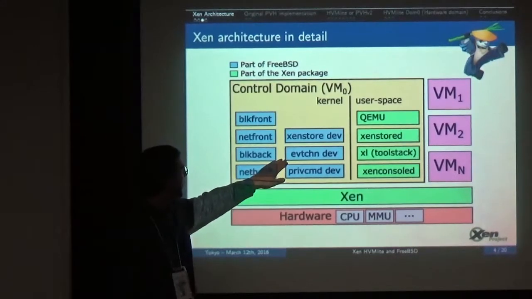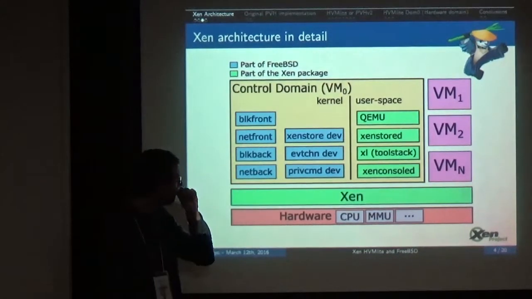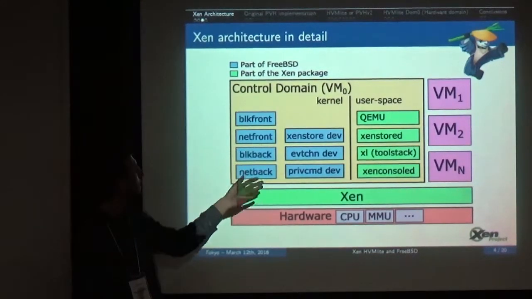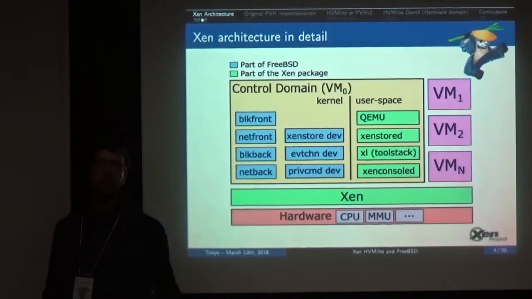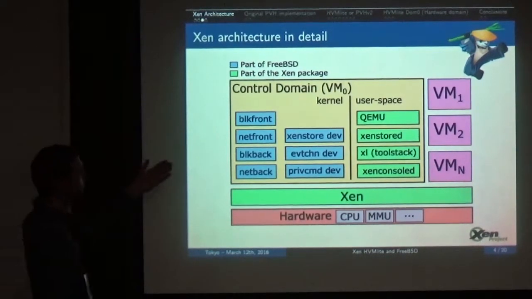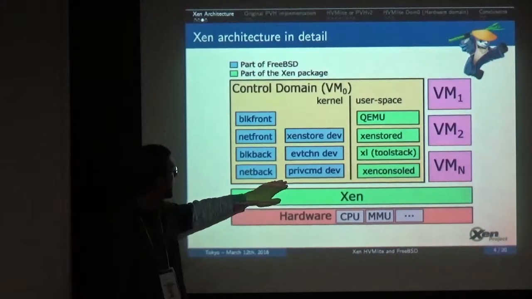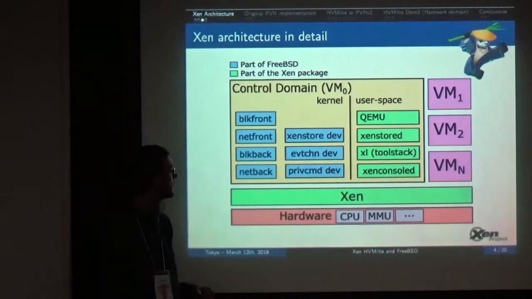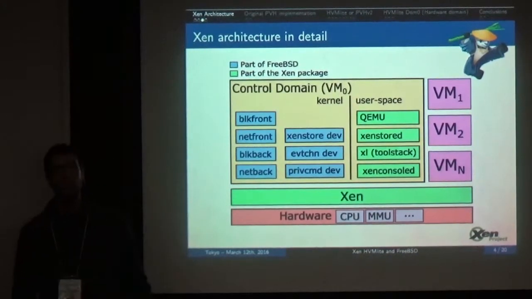Then we also have an event channel device. The event channel device is used by the toolstack in order to inject events inside of guests. This is used by QEMU, for example, in order to do virtualization of devices. And it's also exposed to user space. And finally, we have probably the most important device in a Xen control domain, which is the PrivCMD device.